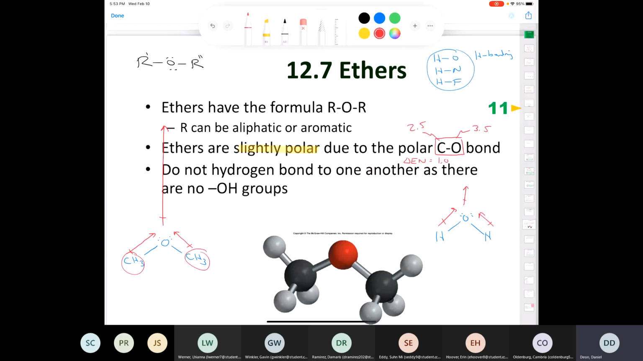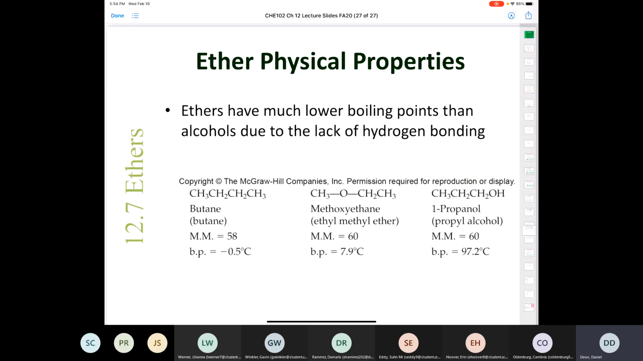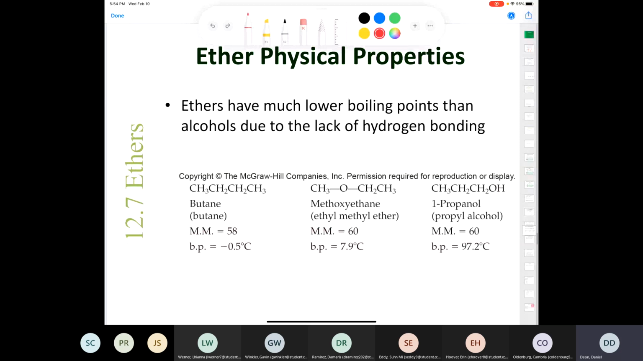Well, if we look at the physical properties of ethers, what you'll see is that ethers have boiling points that are somewhere in between those of analogous alcohols and alkanes. So if we look at the 3 compounds that are on this slide, you need to be able to look at these 3 compounds and be able to determine which one's going to have the highest boiling point and which one would have the lowest boiling point. You see that all 3 of these compounds have a very similar molar mass, all in the neighborhood of 58 to 60 grams per mole.